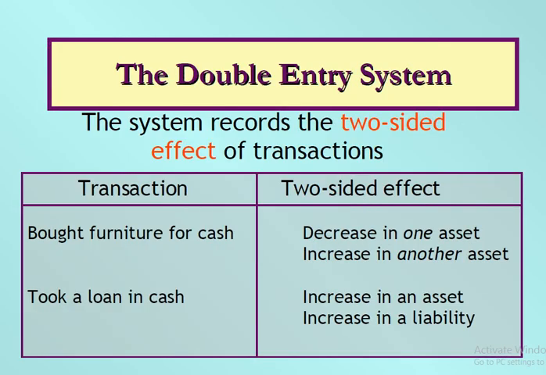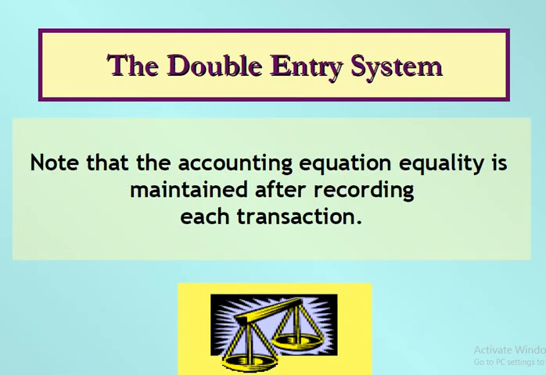The double entry system, look at this comparison. The system records the two-sided effect of a transaction. Bought furniture for cash and took a loan in cash. What is the two-sided effect? Decrease in one asset, increase in another asset. Increase in an asset, increase in a liability, right? Note that the accounting equality is maintained after recording each transaction. Each transaction is balanced according to the double entry approach.